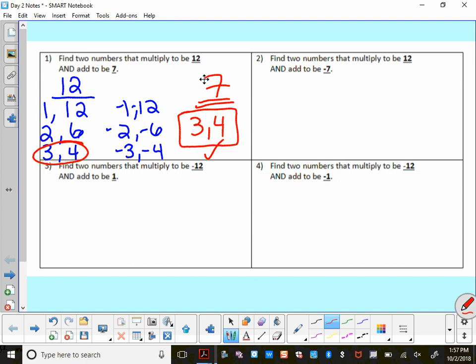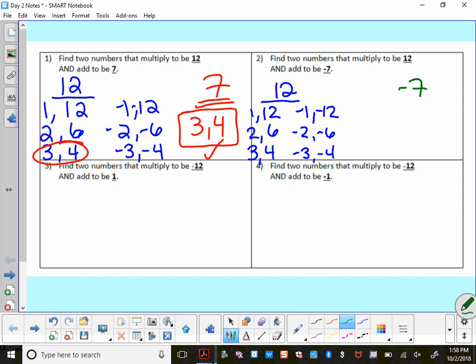Careful. Number 2, find two numbers that multiply to be 12 and add to be -7. So I still have 1 and 12, 2 and 6, 3 and 4, and then I have the negatives. And I need it to add up to equal -7. So that would be -3, -4.